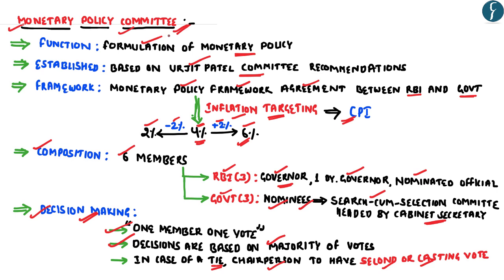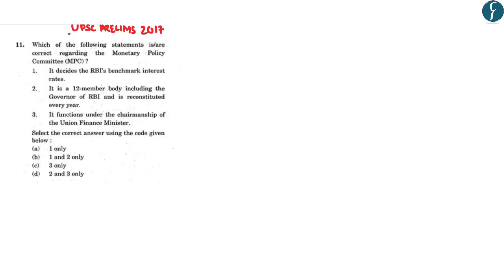Let us now look at some of the previous year UPSC prelims questions related to this particular topic. Now, this was a question asked in the prelims 2017. The question was, which of the following statements are correct regarding the Monetary Policy Committee? The first statement is, it decides the RBI's benchmark interest rates. Now, as discussed, this particular statement is correct.